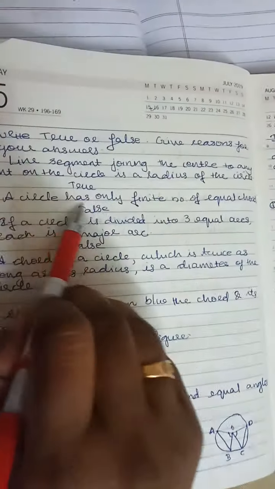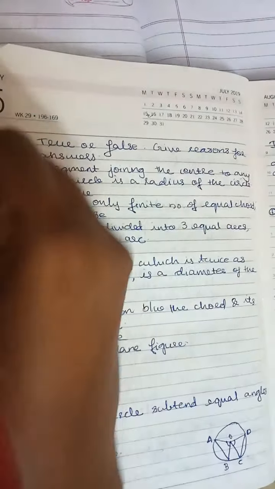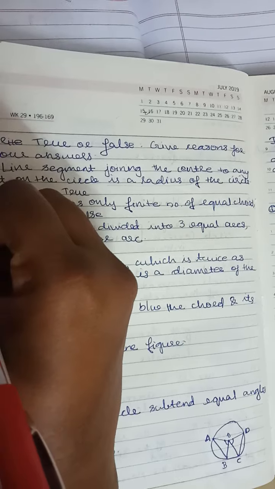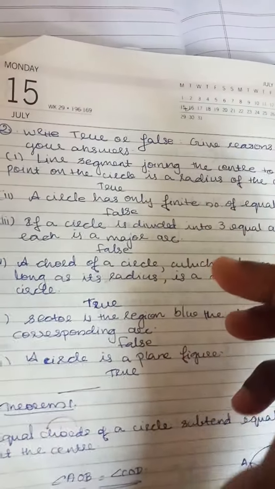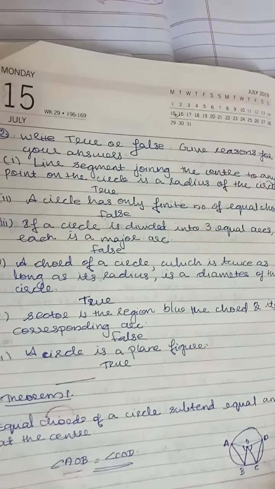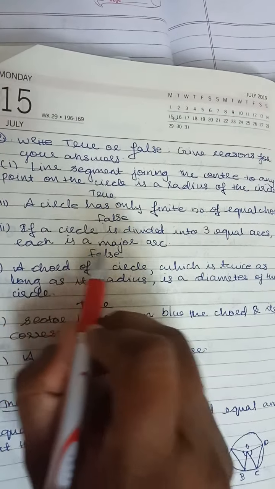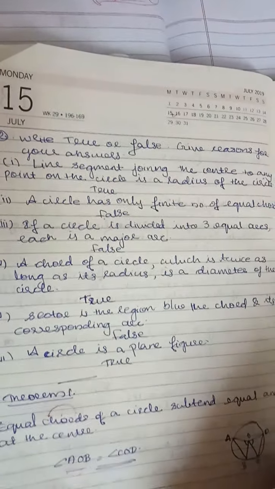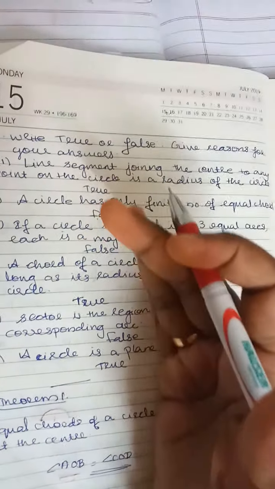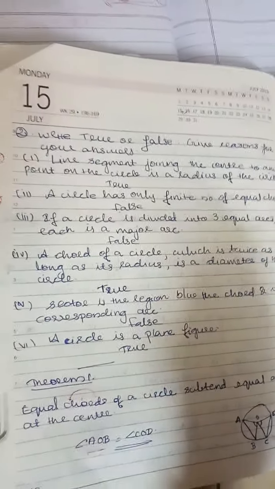A circle has only a finite number of equal chords. It is wrong, because if we are drawing one diameter, we can draw another diameter here, and another diameter here. All these chords have the same length, correct? So the given statement is false. If a circle is divided into 3 equal arcs, is each a major arc? No. If you are dividing it into 3 equal arcs, it should not be a major arc. So the given statement is false.